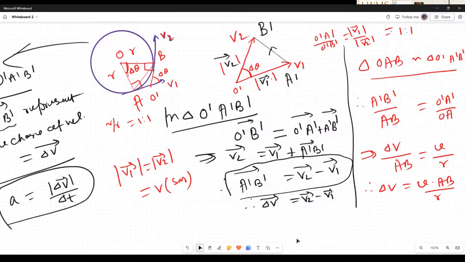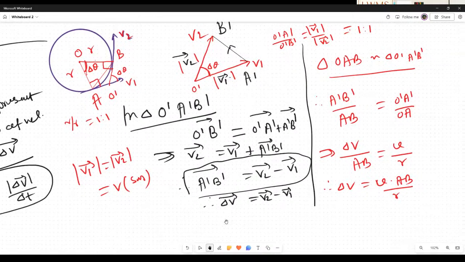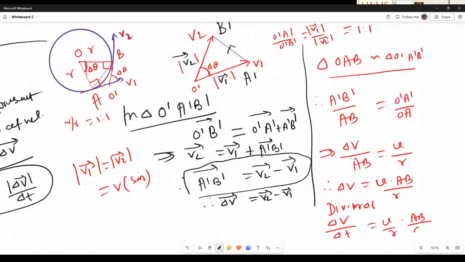Now divide both sides by delta T. We need to get delta V by delta T, no? Divide both sides by delta T. Delta V by delta T will be V into AB by V by R, and this is delta T. We have reached till this step.